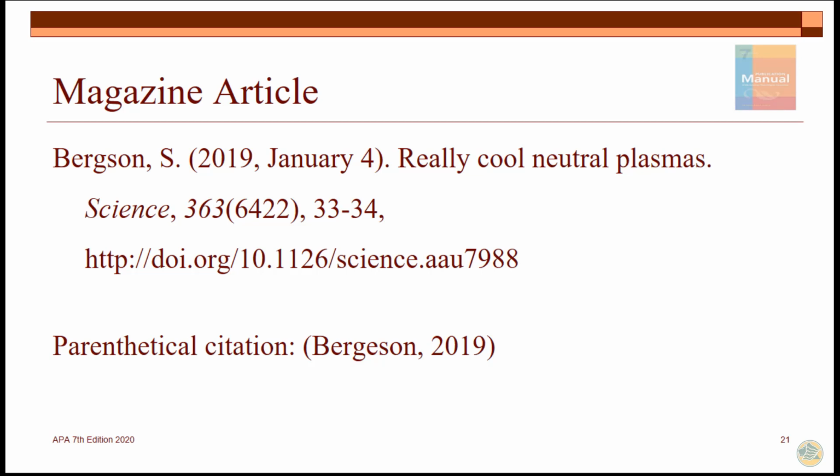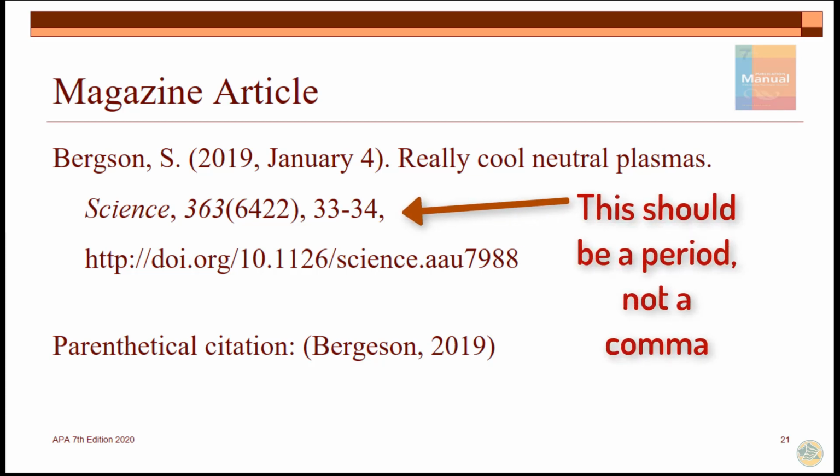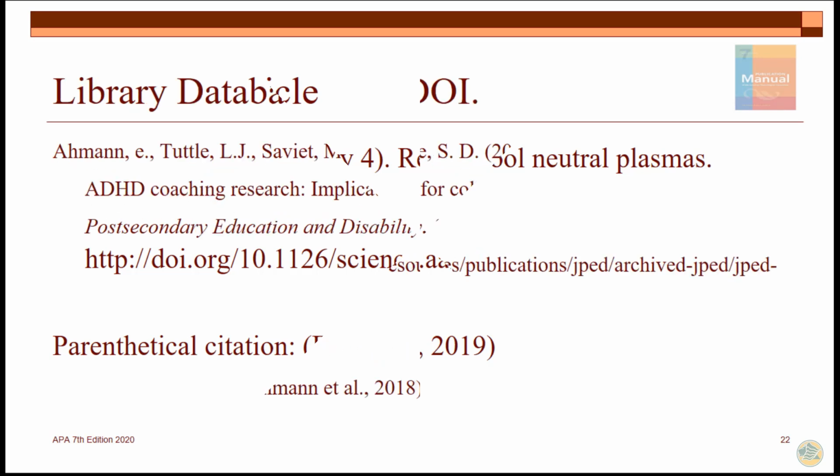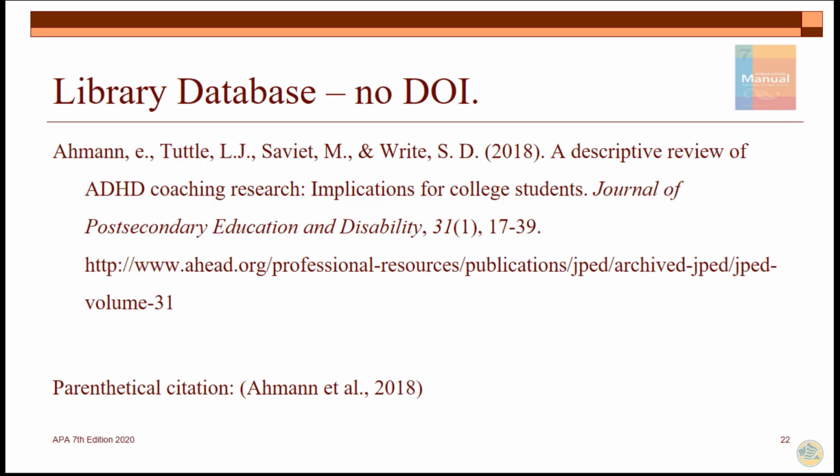6422 is the issue number, the page numbers, and then the URL or DOI number. Notice that the parenthetical citation is Bergson 2019. All right, finally, if it's a library database with no DOI, you may still want to put the URL. Ask your professor about this.